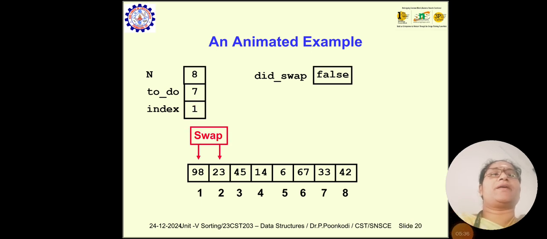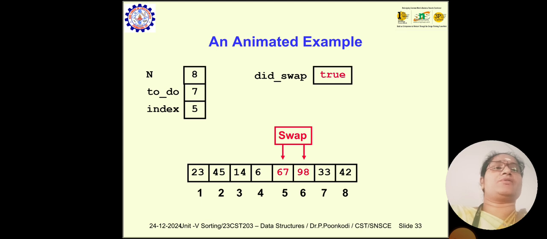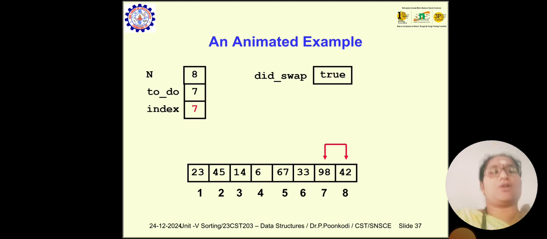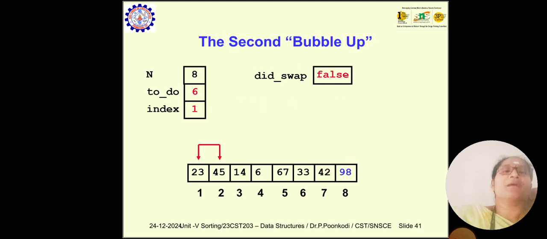Next you can compare it, swap it. Next 98 and 45, we need to swap it, swapped. Next 98 and 14, swapped. Then 98 and 6 are compared, swapped. Then 98 and 67, swapped. Then 98 and 33, swapped. Then 98 and 42, swapping takes place. So now 98 is in the correct position.